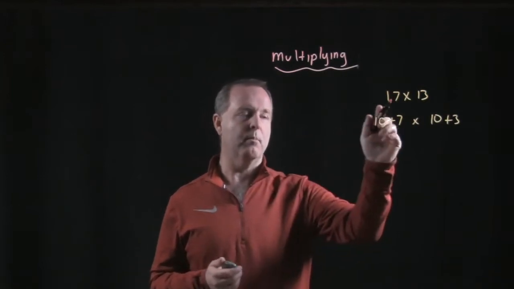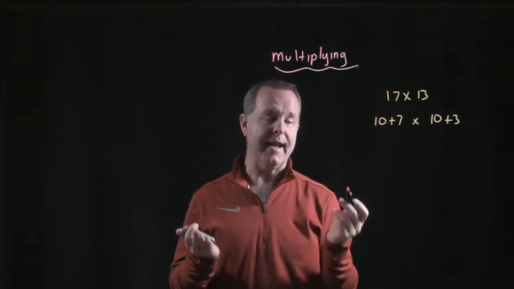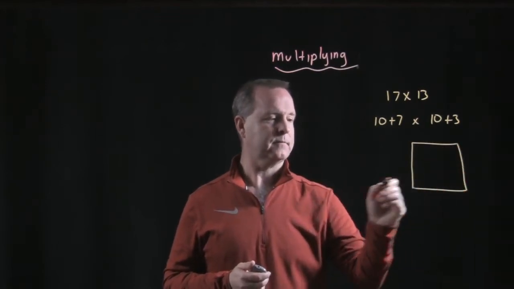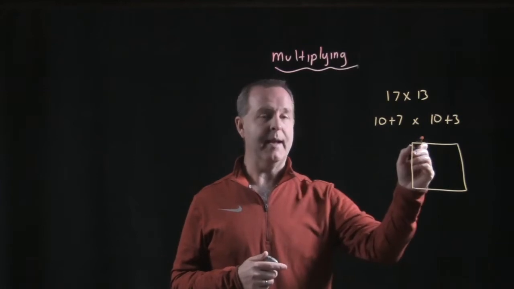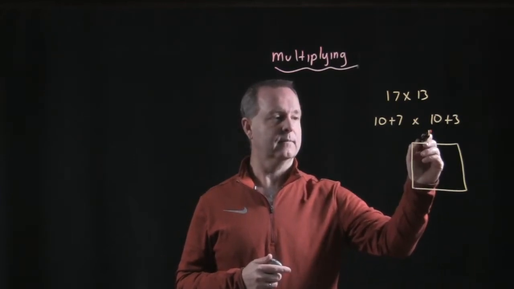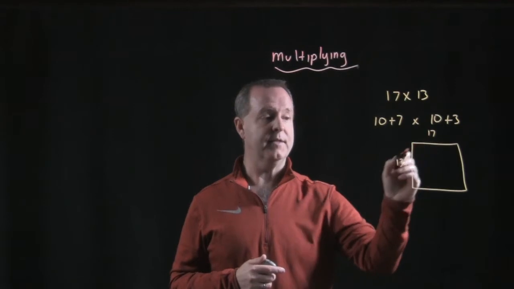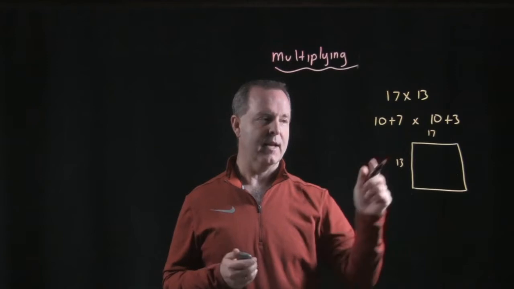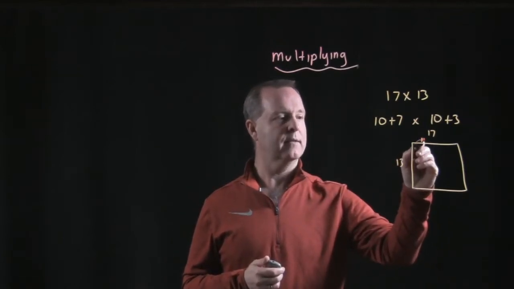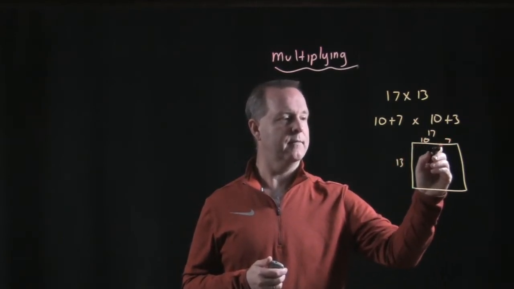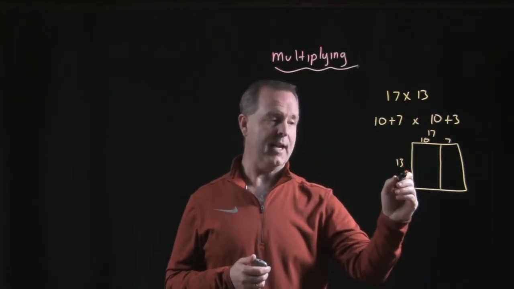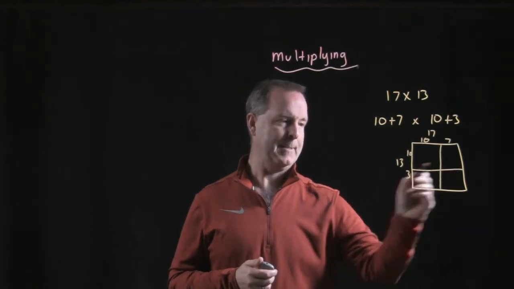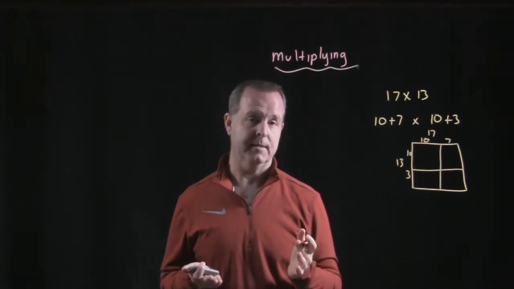Well, what that means is that when we're multiplying, we're actually looking for the area of something. So we might take a rectangle. We would make this side 17 and this side 13. 17 times 13 produces the area on the inside. However, if I broke it up as a 10 and a 7, and in this 13, I broke it up as a 10 and a 3, I created 4 different shapes.